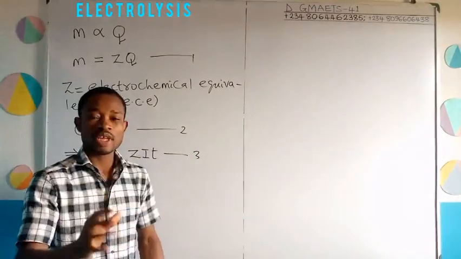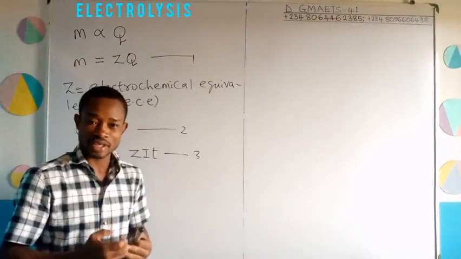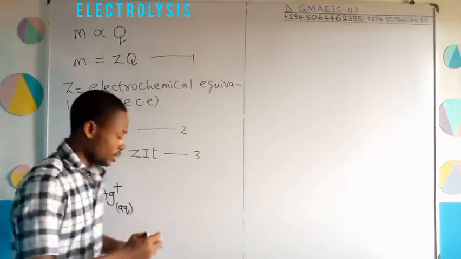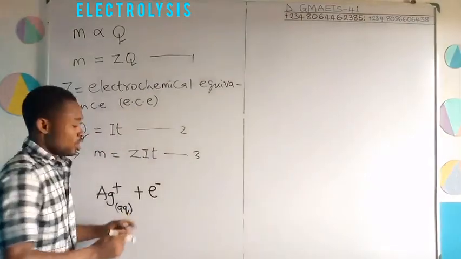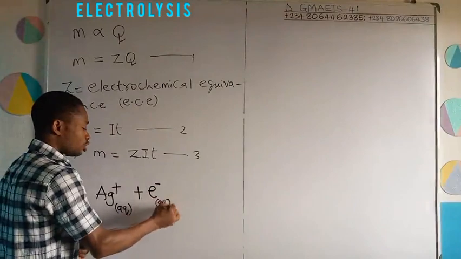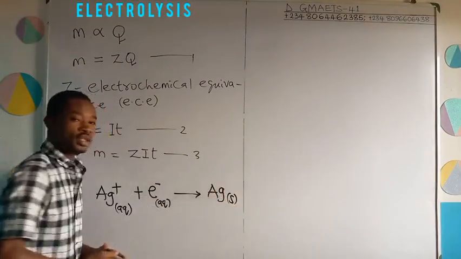Now, if silver is to be deposited at the cathode, the cathode is going to give that electron back to it. Are you getting me? So what is going to happen? I'm going to write plus electron here. This is one electron. Once silver picks this one electron, it's going to be deposited as silver metal, a solid.